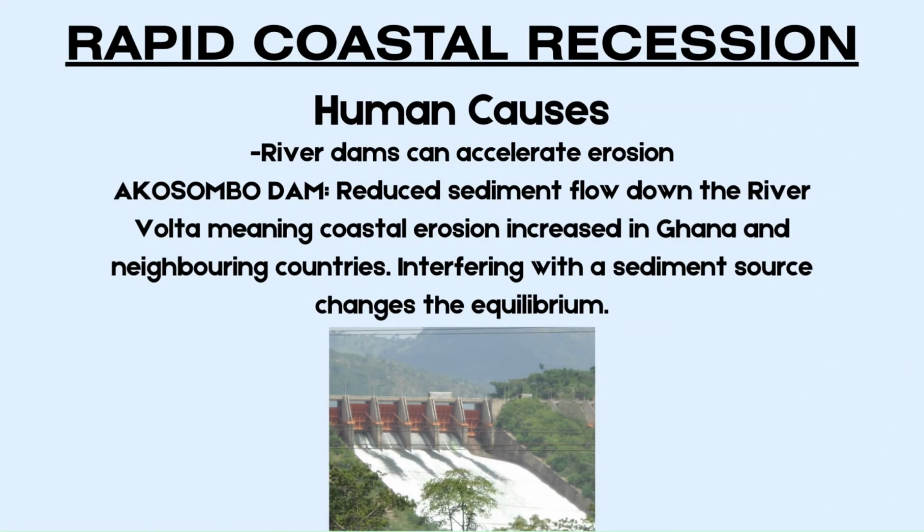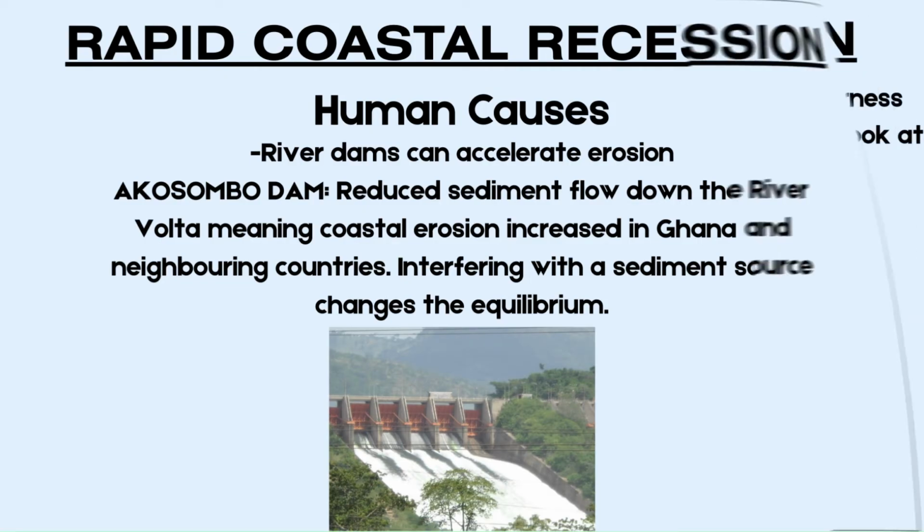Humans can cause rapid coastal recession. An example of this is the Akosombo Dam. This reduced sediment flow down the river Volta, meaning coastal erosion increased in Ghana and neighboring countries. Interfering with a sediment source changes the equilibrium and can impact coastal recession because less sediment is available.